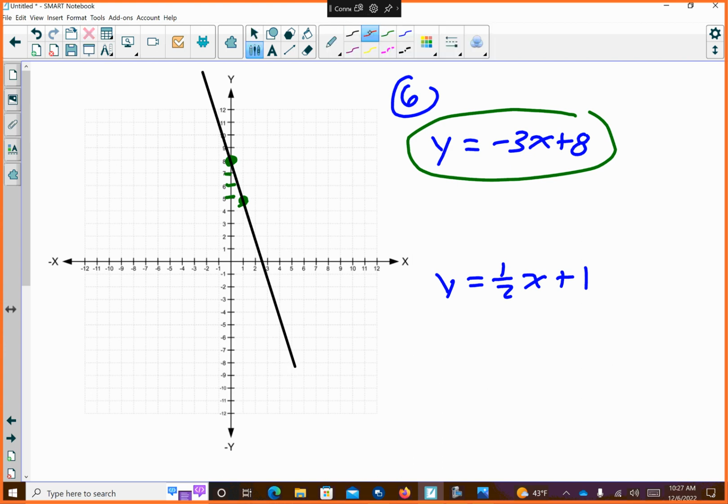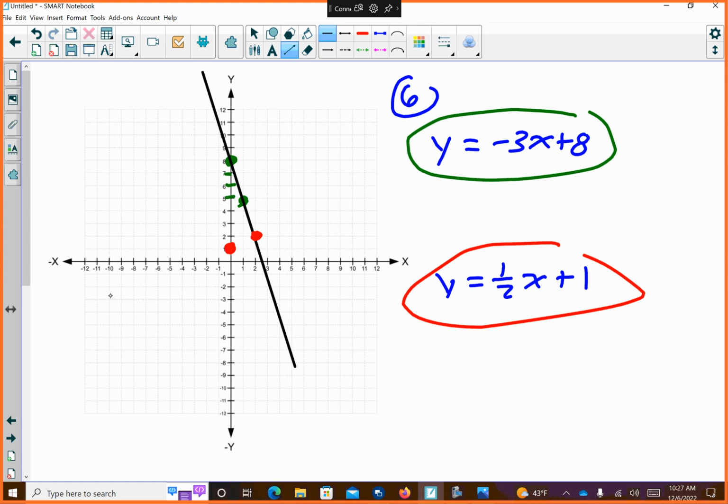All right, let's try my other one. What's my y-intercept of this one? 1, so I'm going to go right up here to 1. My slope is 1 over 2, so up 1, right 2. All right. This looks like it crosses at 2, 2.